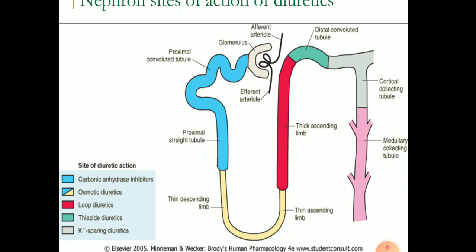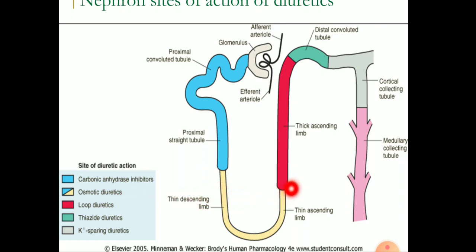Then comes the part just below that, that is the descending limb of Henle, and a little bit of part of ascending limb, but which is located at the part of medulla. So a part of this blue part, this tubule, as well as this descending loop of Henle in the medullary part, is being affected by a drug called mannitol, which is belonging to osmotic diuretic.